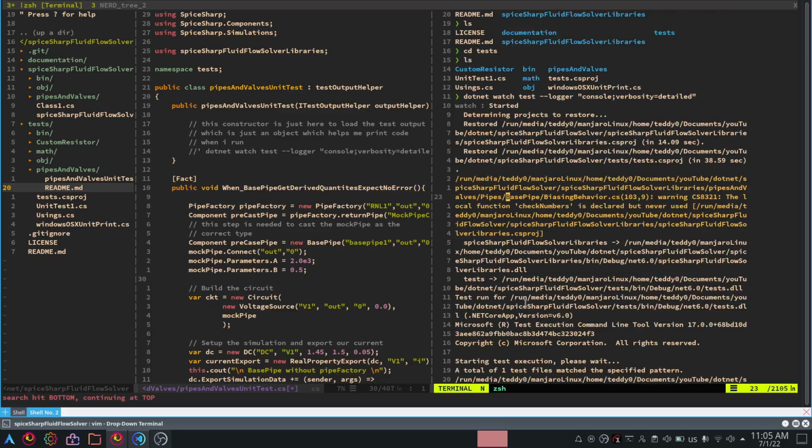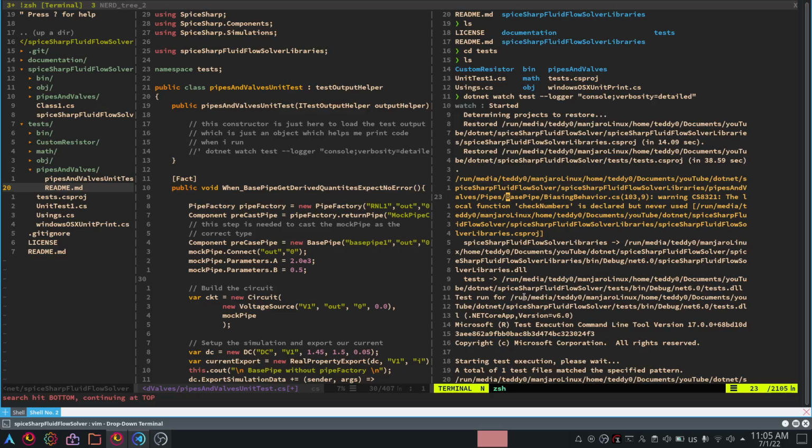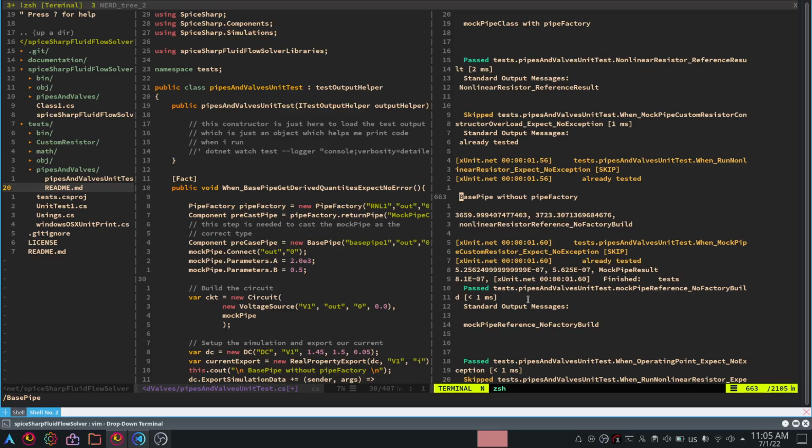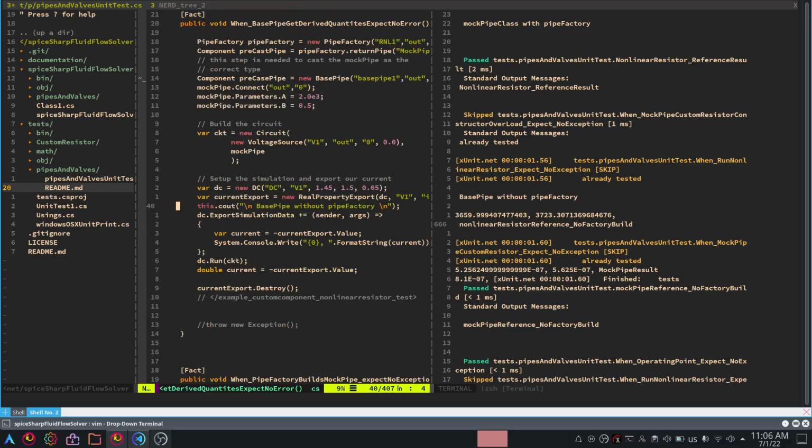So let me take a look. There's a warning: check numbers is declared but never used. Whatever. You see there's a BasePipe without pipe factory test. This is the name of the test, which I just printed using this.cout over here.